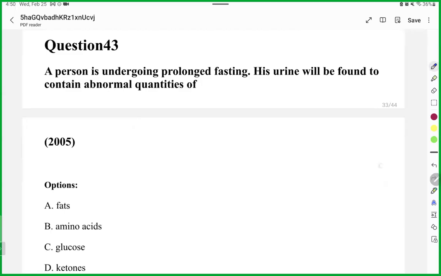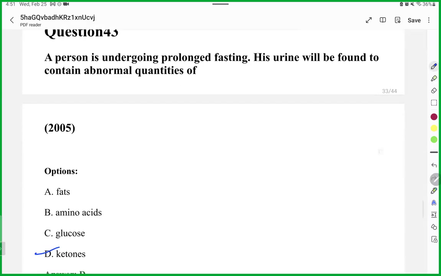Tanvi. Not sure, sir. Ketone bodies are formed due to long fasting. So can I go fill my bottle and come? Yeah.